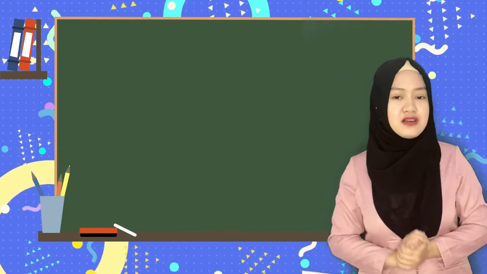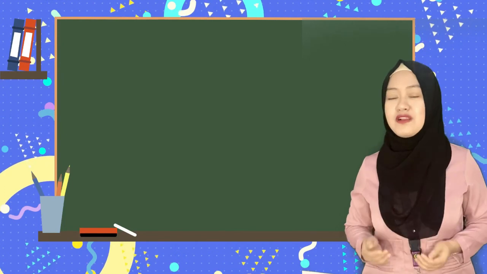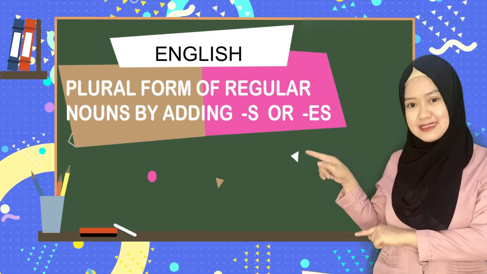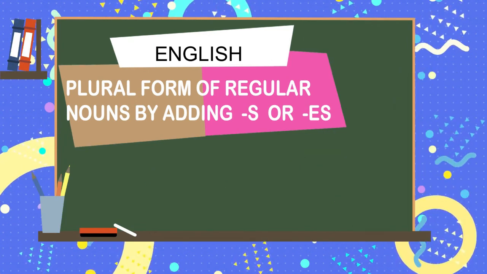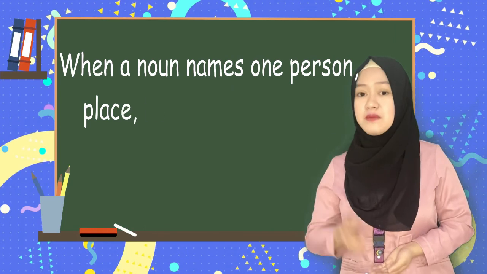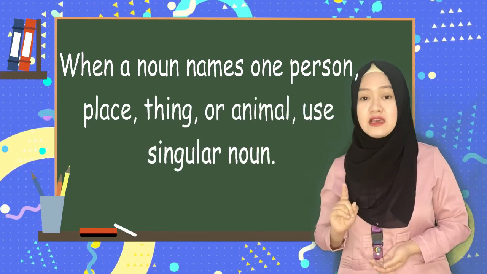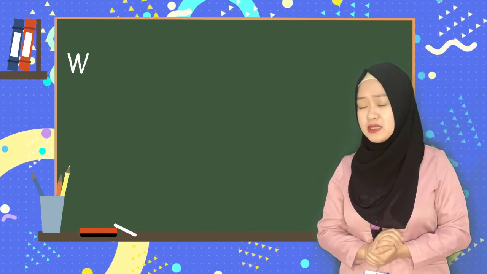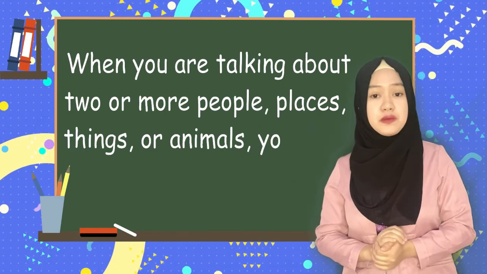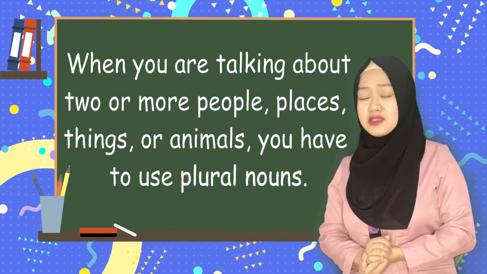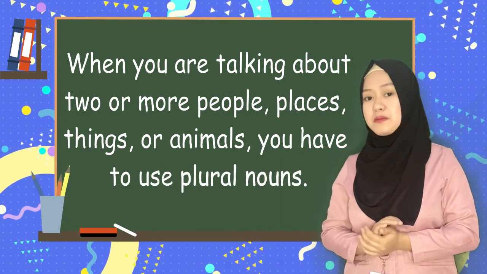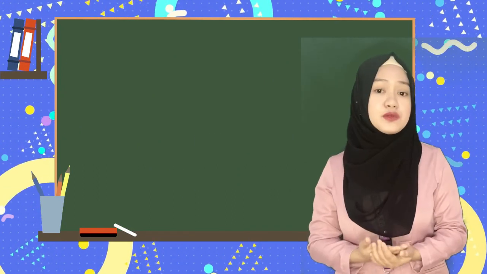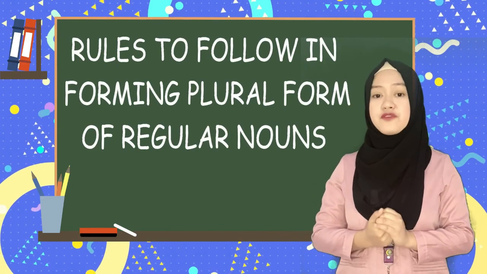So now let us move on to the main topic, which is the plural form of regular nouns by adding s or es. When a noun names one person, place, thing, or animal, you have to use singular noun. But when you are talking about two or more people, places, things, or animals, you have to use plural nouns. There are rules to follow in forming plural form of regular nouns.